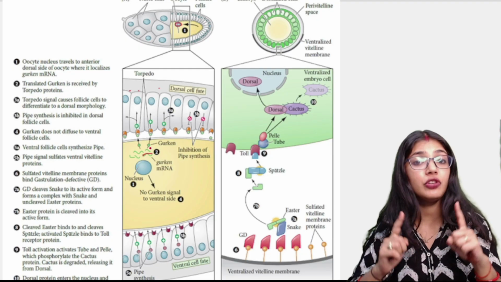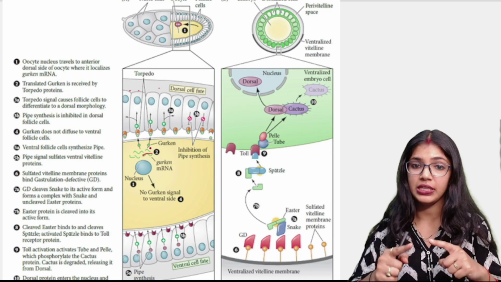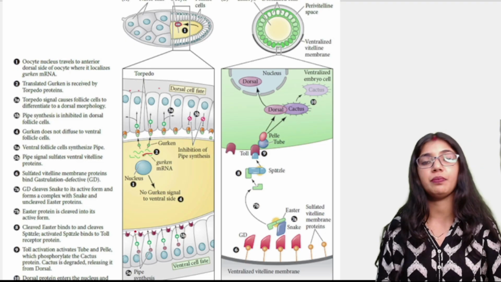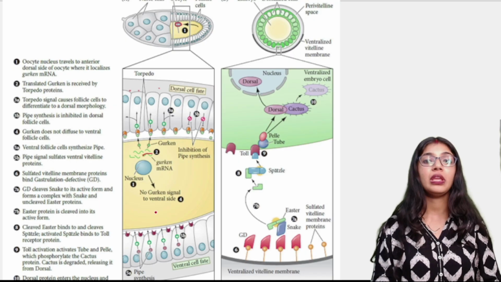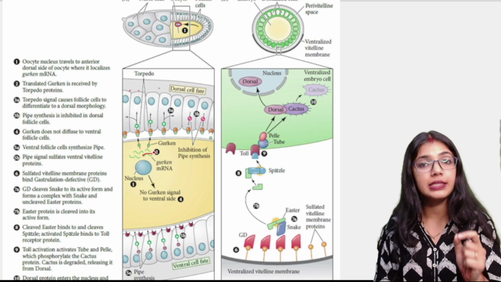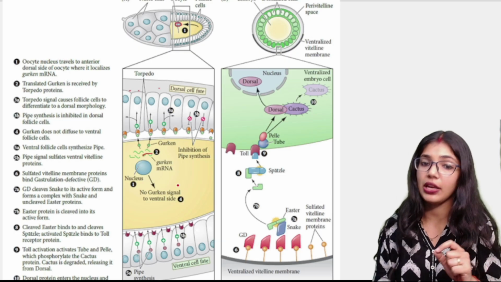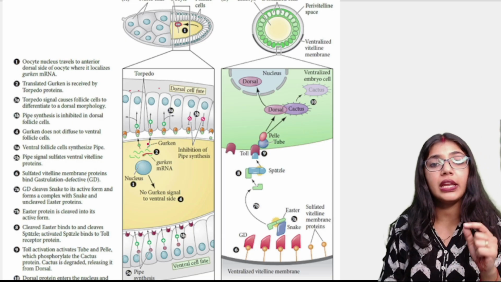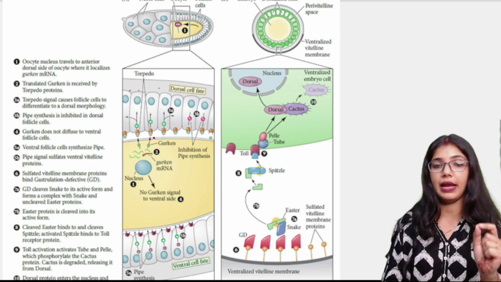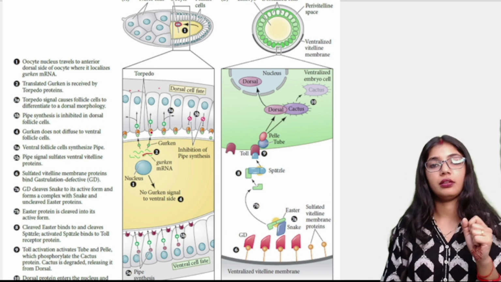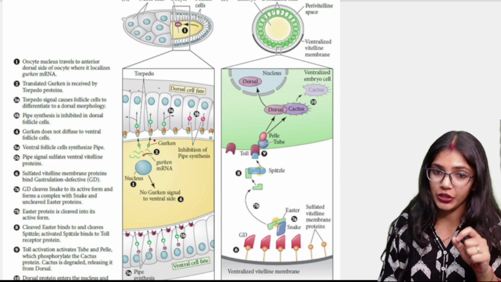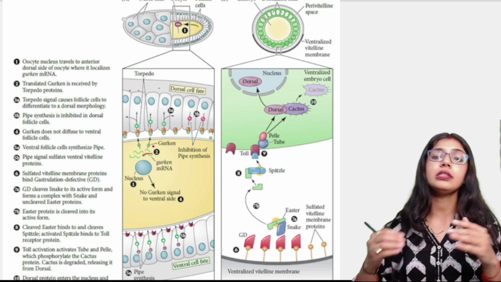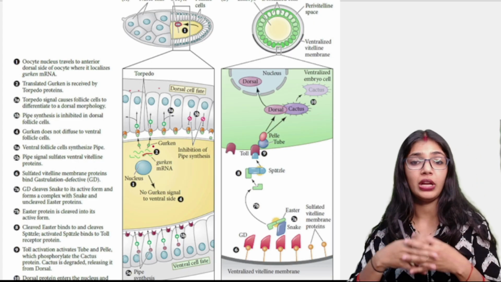This Torpedo receptor is present on both the dorsal and the ventral side. However, the Gurken protein cannot travel a long distance, so it cannot reach the ventral side. Since it is near the dorsal side, the Gurken protein will come and bind with the receptor Torpedo on the dorsal side. So when Gurken binds with Torpedo, some changes are needed.